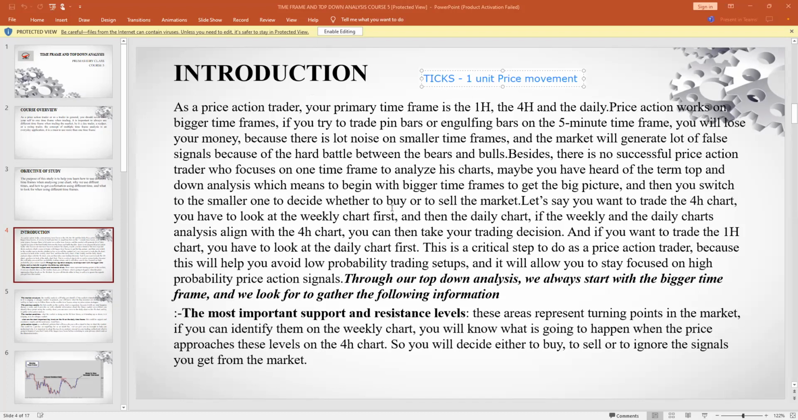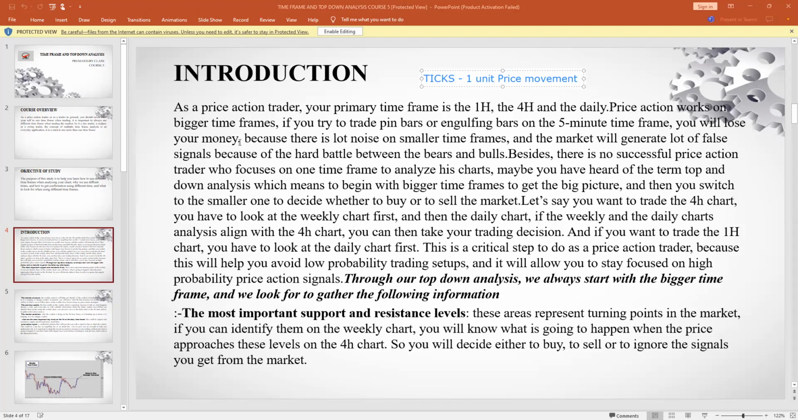And price action works best on larger time frames. I think I said this during the last session. The higher the time frame, the more power, the weightier its decision is. Why?